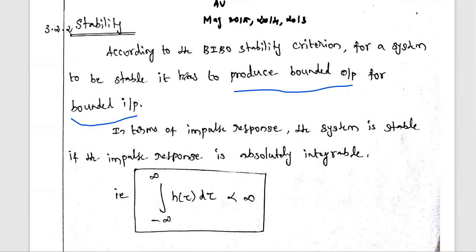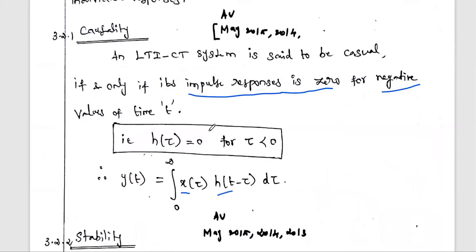In terms of impulse response, how can we define whether the system is stable or not? The definition is that its impulse response is absolutely integrable. If the impulse response of the system is absolutely integrable, the system is said to be stable. What is absolutely integrable? If you integrate the impulse response value over the limits minus infinity to infinity and the answer is less than infinity, we can say the system is stable. These are the conditions for causality and stability.